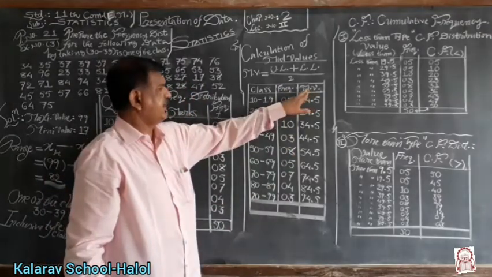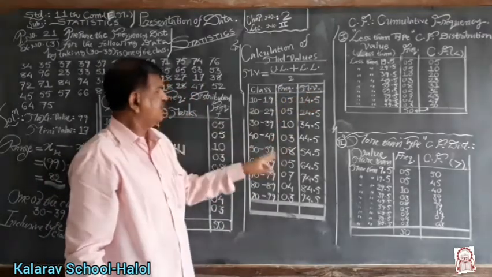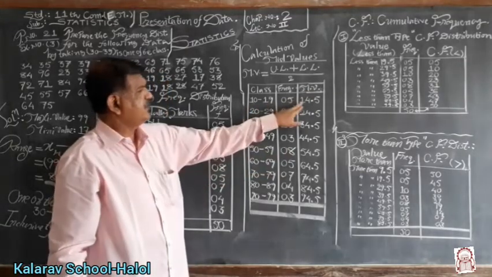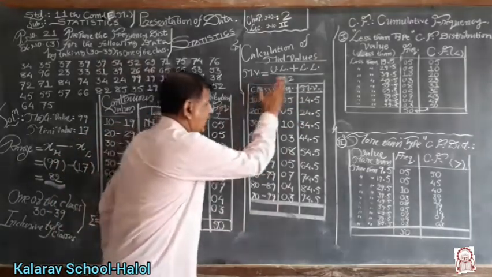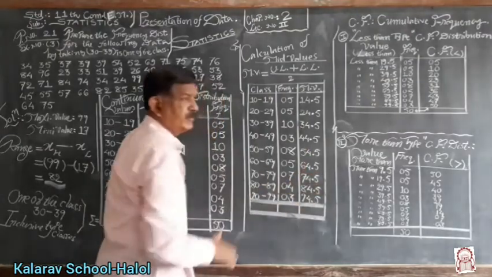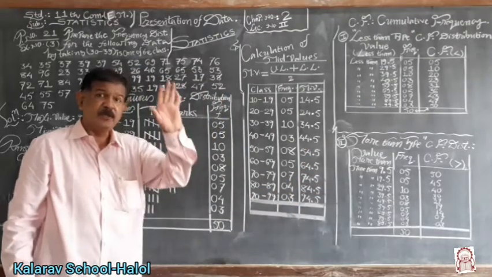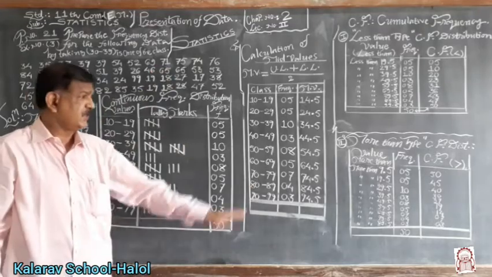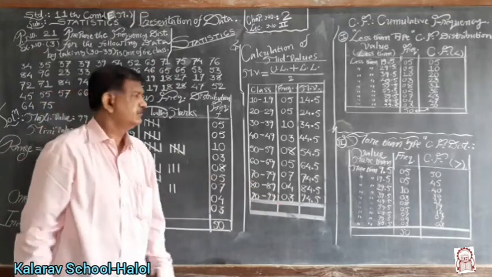Here, mid value of the class, central value of the class, central size of the class. For 10 to 19, mid value is 14.5. Simply, this is how to compute mid value. This is required for computing arithmetic mean. This is required for other calculations also.